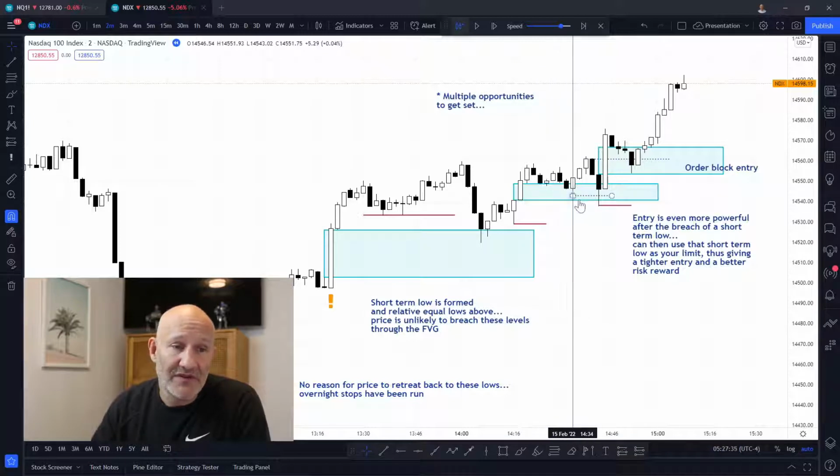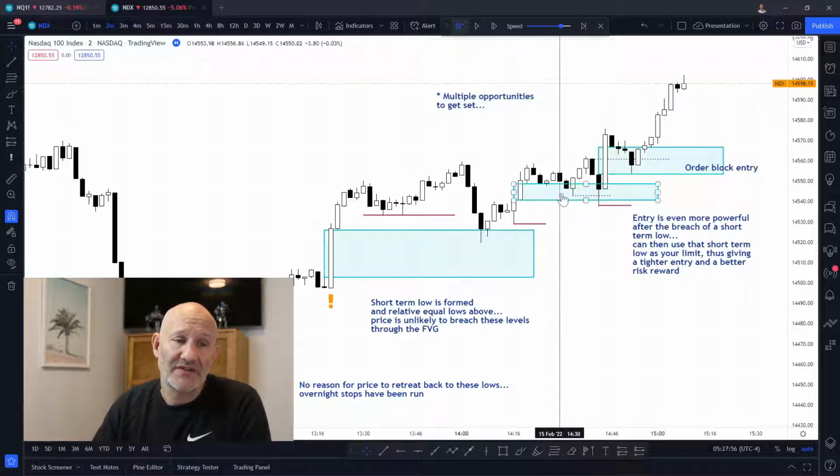Now, if you missed this actual entry in terms of getting set on this particular setup, the market trades back lower again. And so what that enables you to do is to use the previous short-term low, because this is obviously a breach of that short-term low, as your entry point. So you could set your entry here and again still have your stop down here, and that's just going to give you a much tighter entry, which obviously gives you a much better risk return.